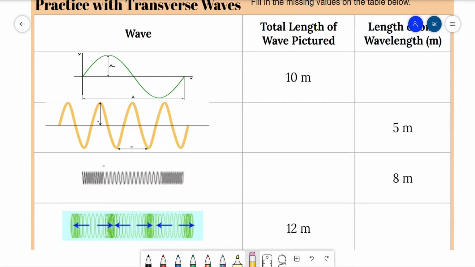I've had a few questions on this slide, so let's take a look at this. This is basically just trying to figure out how to count the number of waves or the wavelength in a whole set of waves.